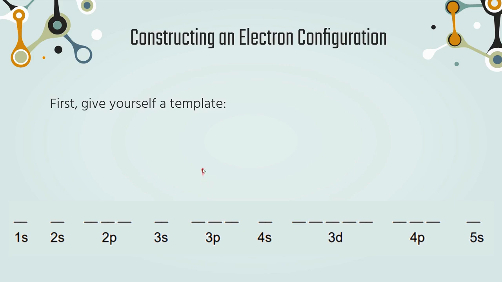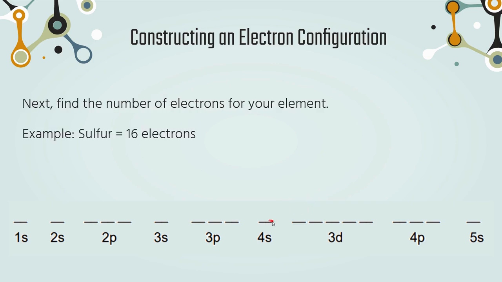So let's construct an electron diagram. The first thing you're going to need is a template, and you can see this follows the pattern of the periodic table. The 1s orbital followed by the 2s, followed by the 3 2p orbitals, and so on and so forth. The second thing to do would be find the number of electrons in your element. I chose as an example sulfur, so we're going to fit 16 electrons in this graph here.